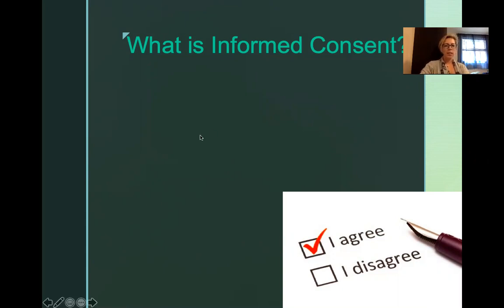So what is informed consent? You've got to include the purpose of the study. So what are we doing this for? How will we use your data? You've got to include something about the risks that you anticipate for participants. This can be inconvenience, this can be confidentiality issues.